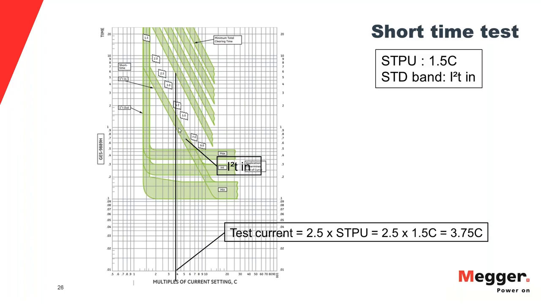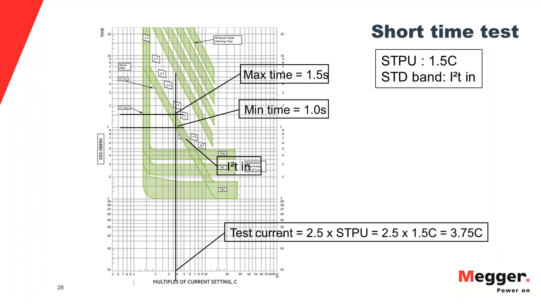And the two points on the I square T in band where the vertical line intersects are the trip time limits for that particular test. So the maximum time in this case will be 1.5 seconds. The minimum time will be 1.0 seconds.